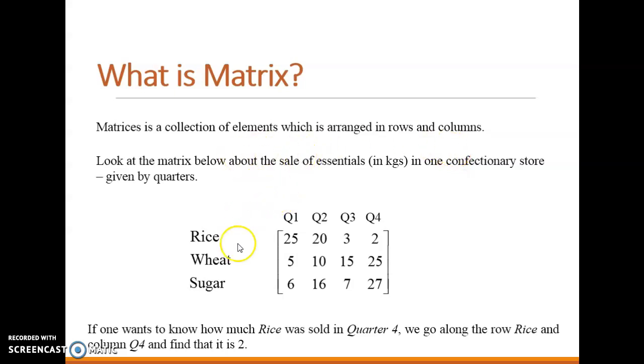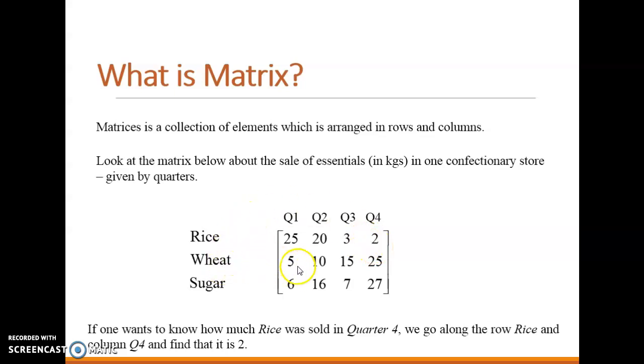So when you look at the matrix below, the matrix shows the sales of essentials in kgs quarter wise. There is rice, wheat, sugar, and quarters 1, 2, 3, 4. By this representation, we can ascertain that in quarter 1, 25 kilograms of rice have been sold. In quarter 2, 20 kilograms are sold. In the third quarter, 3 kilograms, and in the fourth quarter, 2 kilograms.